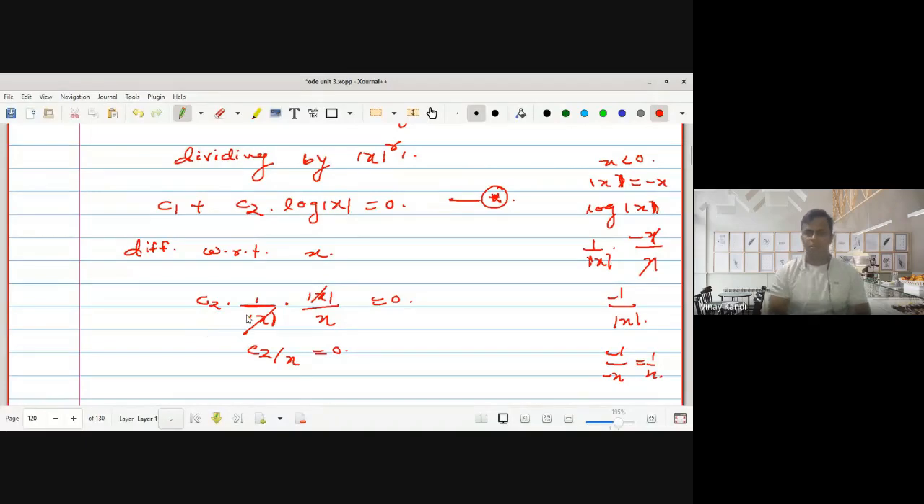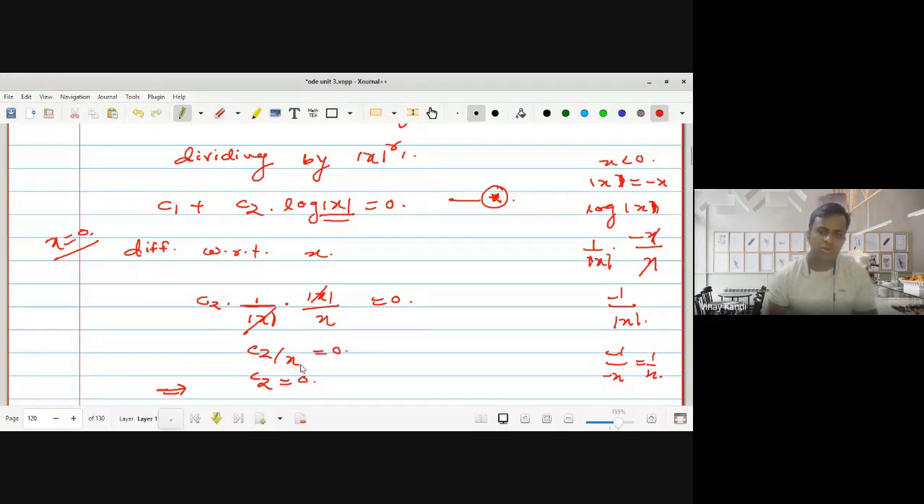Okay. So derivative of log of mod of x is equal to 1 upon mod x into mod x upon x. ओके, तसं mod x हा तुमचा डिफरन्शिएबल नाही आहे at x is equal to 0, पण तुमच्या इंटरवल मध्ये not containing 0 आहे. Okay. That's why we are differentiating here. Here we get c2 upon x is equal to 0. Okay. So that implies c2 is equal to 0.